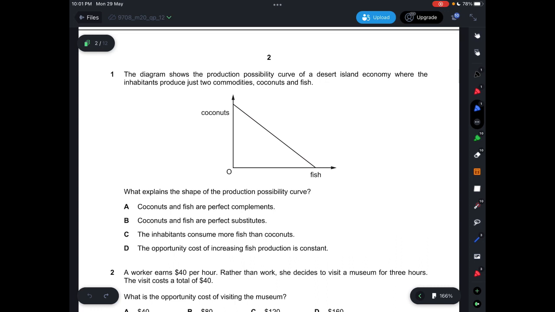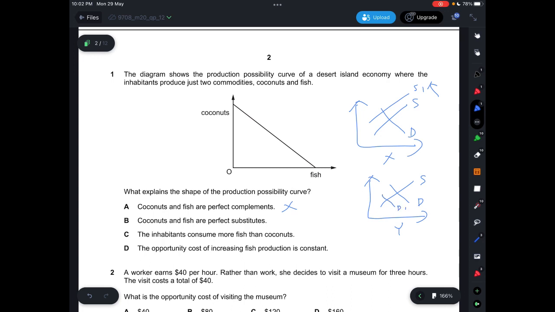So let's look at the options here. A says coconuts and fish are perfect complements, which is not correct. Because in order to determine whether or not two products are complements or substitutes, you need to have two DS graphs, which basically stands for demand supply graph. Assuming it's complements, let's say there is an increase in the price of good X, so the supply curve shifts to the left. This will result in the other product, product Y, having a reduction in its demand.